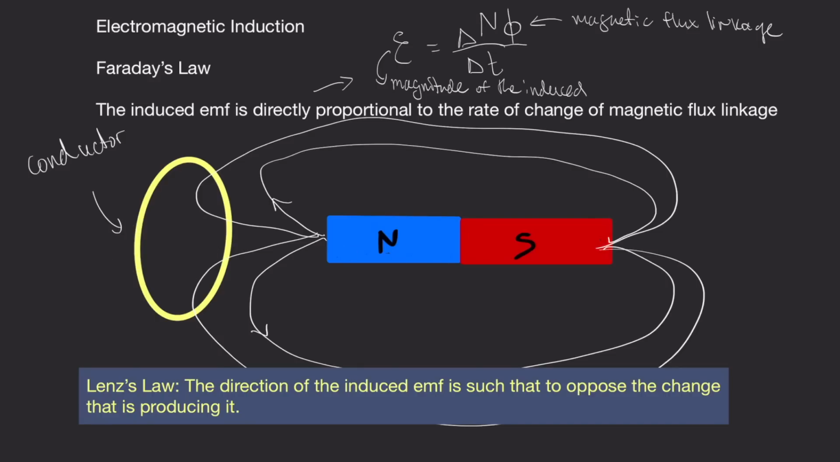Next possible case, what if I was moving my magnet this way, away from the conductor? Well, once again, we want to oppose the change that is actually producing it. So that would mean that if we're pulling it to the right, Lenz's law wants to keep the magnet to the left, so this here will be a south pole, meaning that the current will be going in the opposite direction, kind of this way.